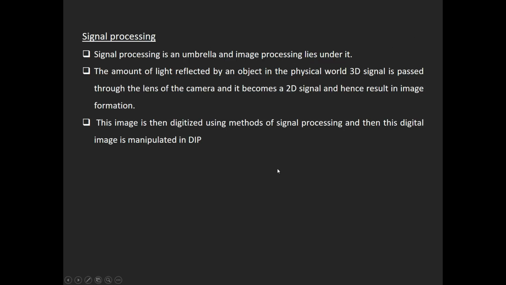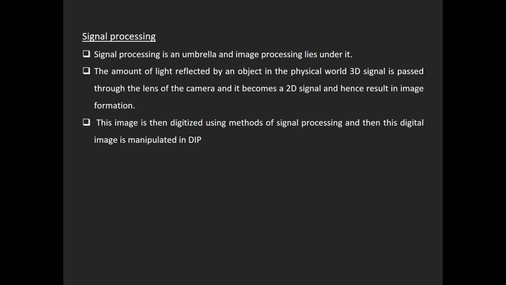Now what is signal processing? Signal processing is an umbrella and image processing lies under it. You can say that an image is nothing but a two-dimensional signal, so it comes under signal processing. All those concepts which come under signal processing can also be implemented on images.